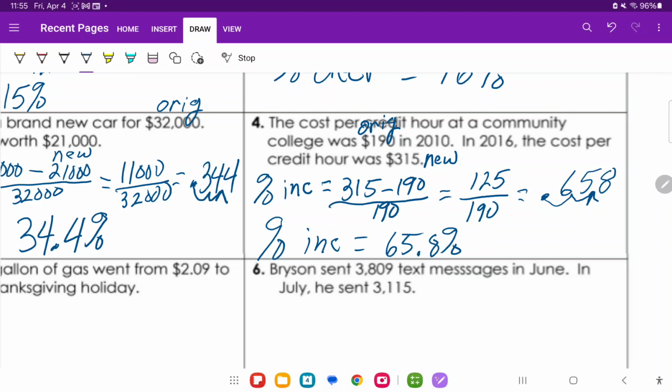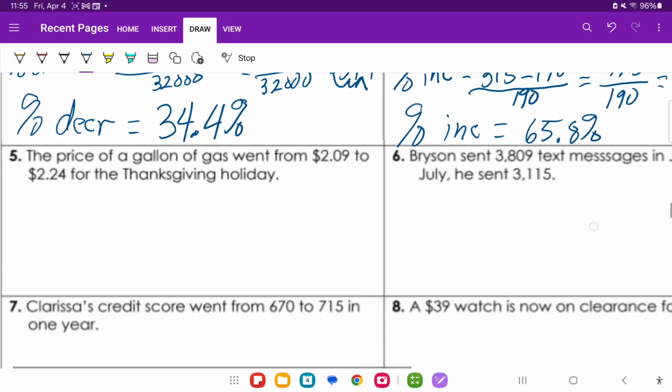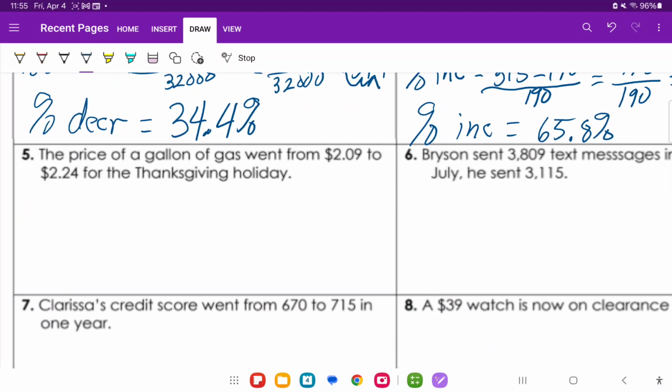Okay. All right. So let's look at number 5. The price of a gallon of gas went from $2.09 to $2.24 for the Thanksgiving holiday. So this was the original, and this was the new price. They raised the price for Thanksgiving. Okay, so this is an increase, a percent increase for that.